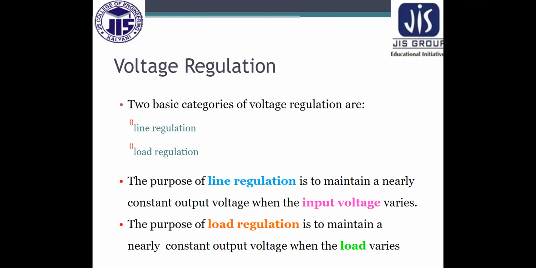Two basic categories of voltage regulation: this may be line or load. Line regulation is to maintain a nearly constant output voltage when the input voltage varies, and load regulation is to maintain a nearly constant output voltage when the load varies. So, whenever there is a variation in input voltage, line regulation is needed, and whenever there is a chance that load voltage will vary, load regulation will be needed.